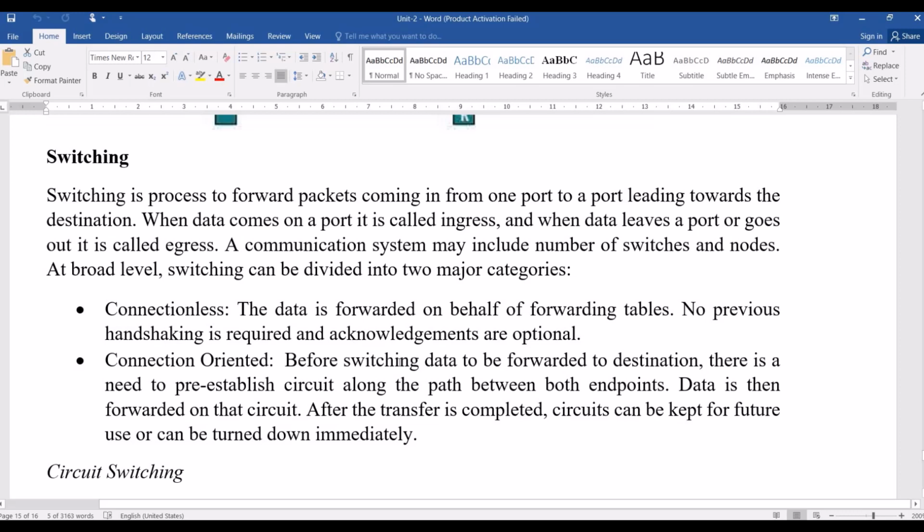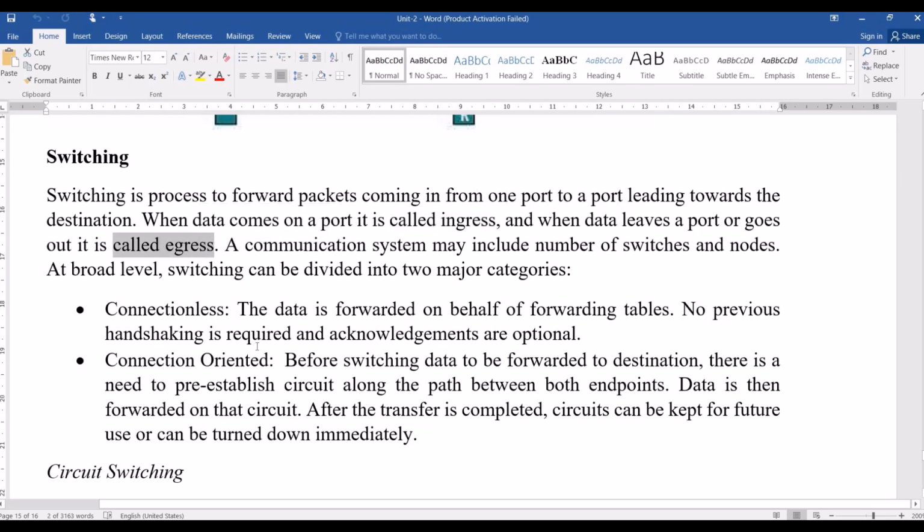Let me complete this switching. What is switching is very simple. It's the process of forwarding packets coming in on a port toward their destination. When data comes in on the port, it is called the ingress. When the data leaves the port, going out, it is called the egress. Okay, ingress and egress: coming in, going out. You have to remember this point. What is ingress and what is egress.